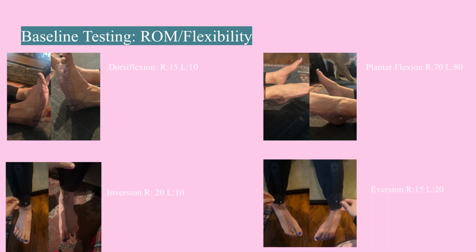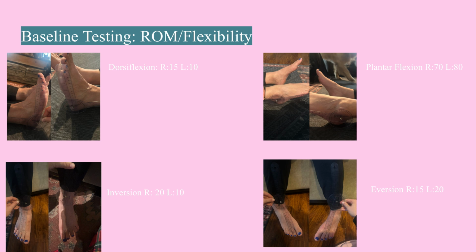For my baseline testing, for range of motion and flexibility, I decided to use a goniometer to best demonstrate and be able to see the real difference. For dorsiflexion, my patient started out with 15 degrees in her right foot, 10 degrees in her left foot. For plantar flexion, she has 70 degrees in her right foot, 80 degrees in her left foot. For inversion, she had 20 degrees in her right foot, 10 degrees in her left foot. Eversion, 15 degrees in her right foot and 20 degrees in her left foot.